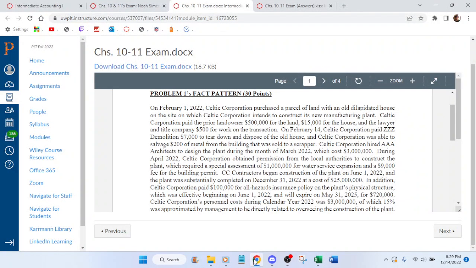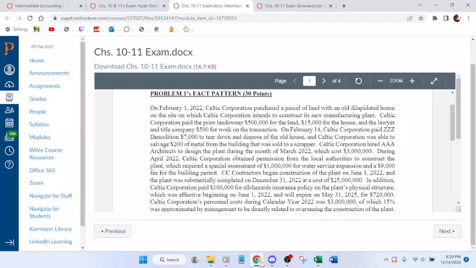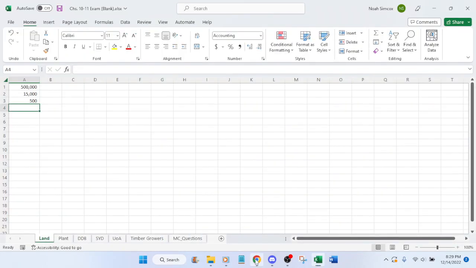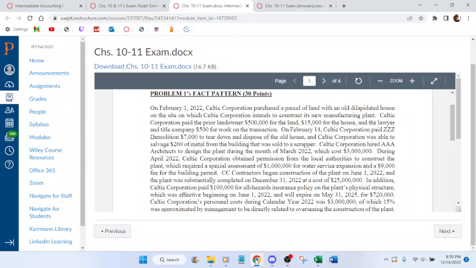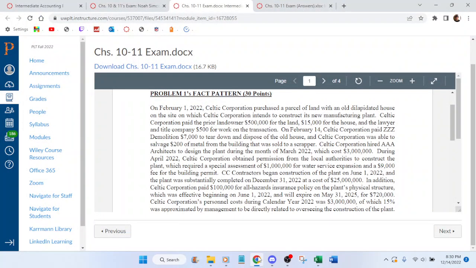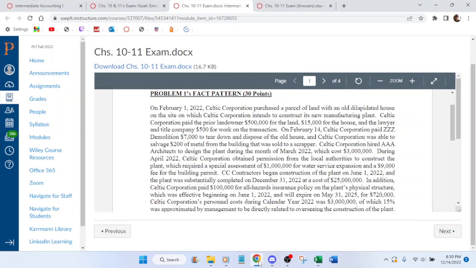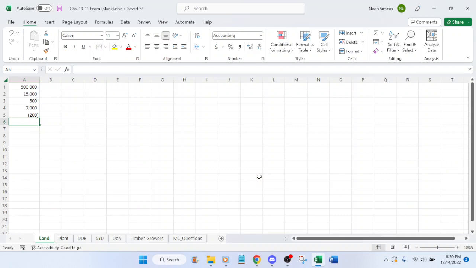Oh, but they do have to include that for the house because they tore down the house. So therefore 15,000. And 500 for that. Demolition is 7,000. Now you subtract 200 for that. And design the plant special assessment will actually go towards the land. And I think that's all we have for land.